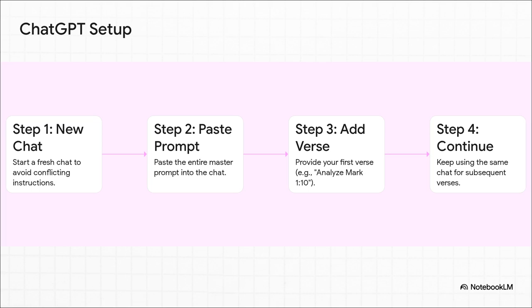Step 1, and this is super important, start a brand new chat. Don't use an old one. Step 2, you copy and paste the entire master prompt. Step 3, you give it your first verse, something like, okay, use the spec to analyze Mark 1:10. And then from there, for step 4, you just keep the conversation going in that same chat. It'll remember all the rules you gave it at the beginning.